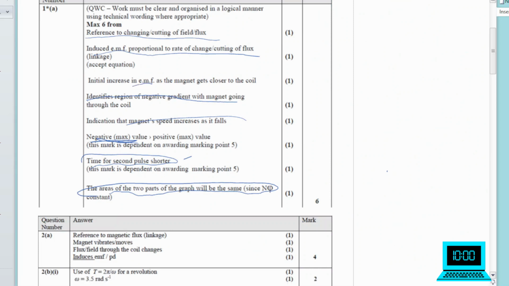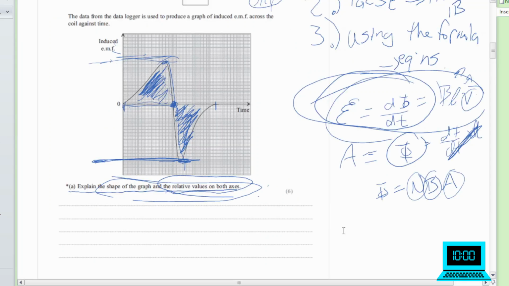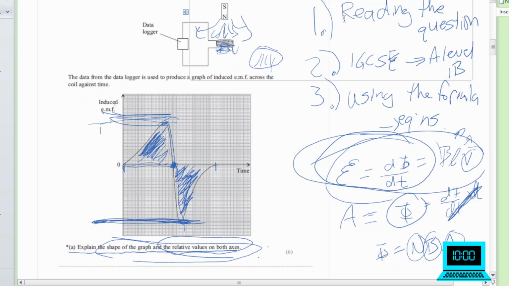The initial increase as it gets closer to the coil. As it gets closer to the coil, it's because it's proportional to the rate of change of flux. So you can say a sentence there, 1 mark, talk about the time, talk about the area, talk about how the negative max here is greater than the positive max. And I think you add up a bunch of those and you'll get your 6 marks. But you got to read the question.